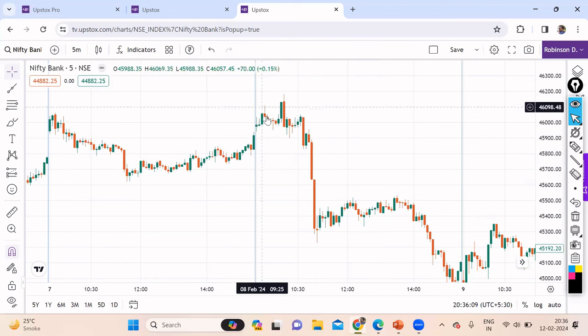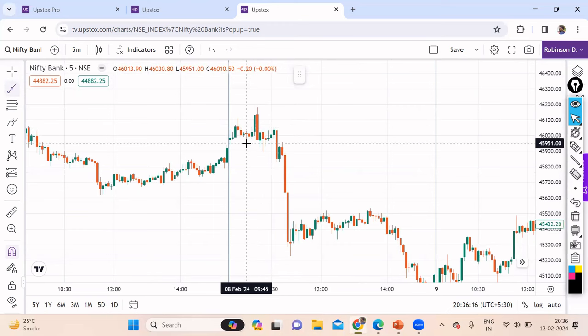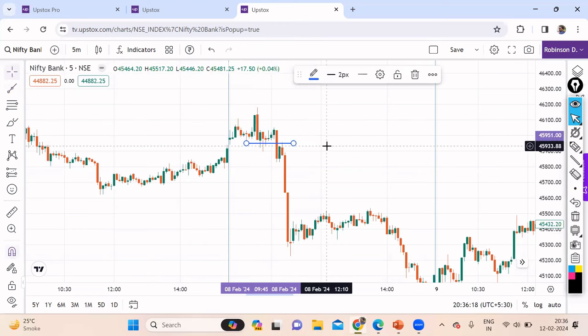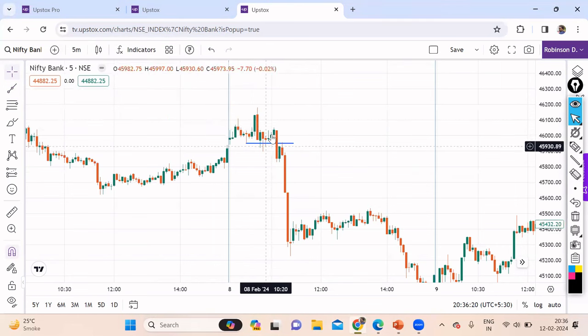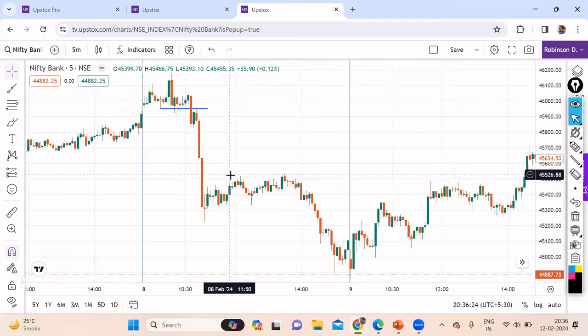See here, it gave an excellent entry. So this is my new high. This is my last low, which is an inducement. See, when it broke it, it fell down like anything, and it continued to fall down.